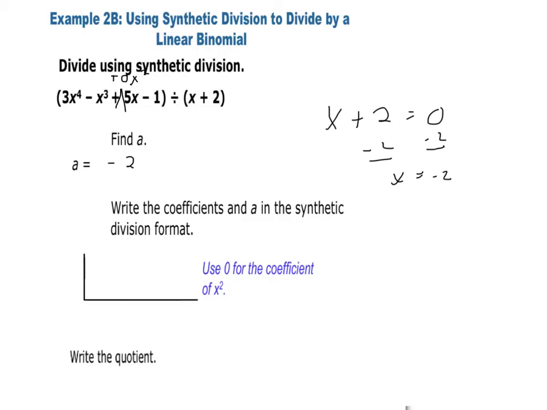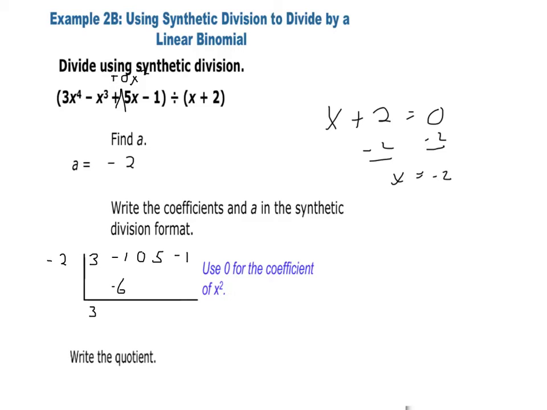All right, so in putting that in place, we're going to put a 3 right there, then a negative 1, then a 0, then a 5, and then a negative 1. All right, so now let's put that negative 2 right here. Take the 3, drop it down. Negative 2 times 3 is negative 6.